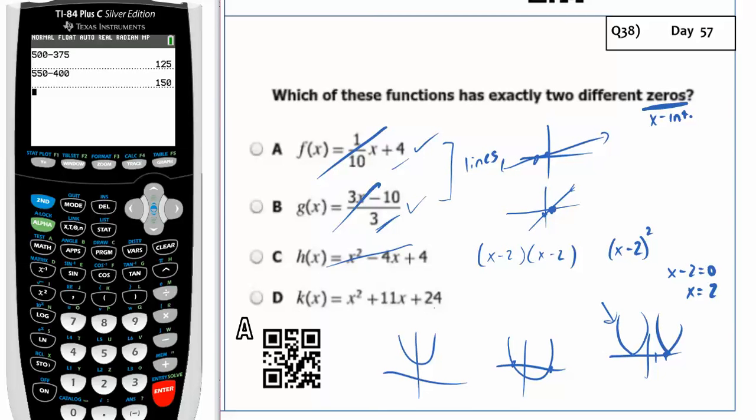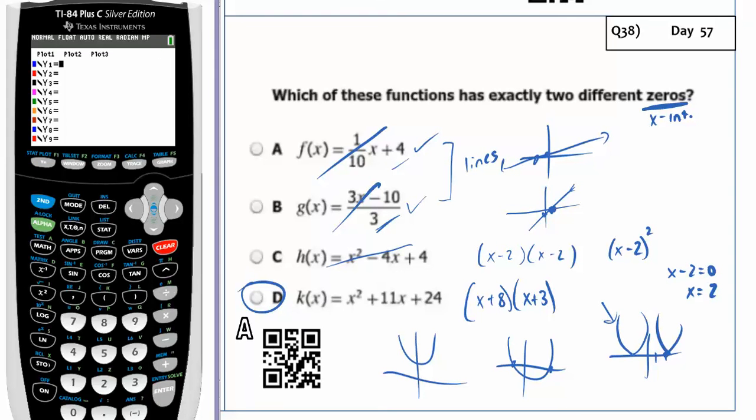Okay, over here I'm going to factor this one by basic. Two numbers that multiply together to give me 24 and add up to 11 are 8 and 3. So I have x plus 8 times x plus 3. I have two factors here, and if I do zero product property, it's going to give me two different solutions. D is the right answer.